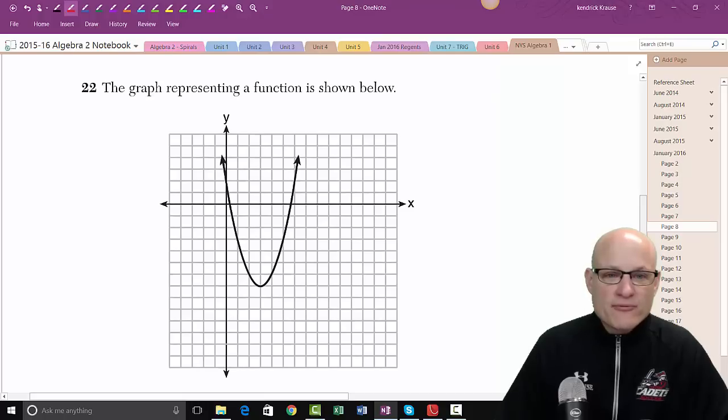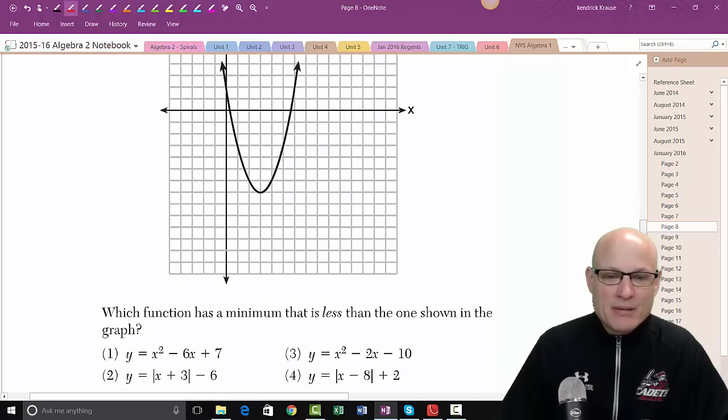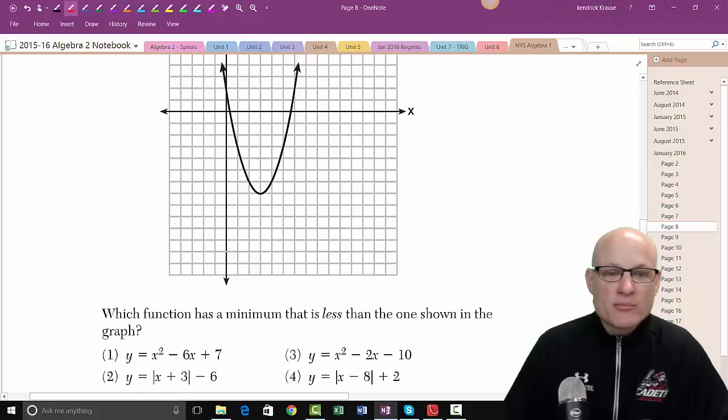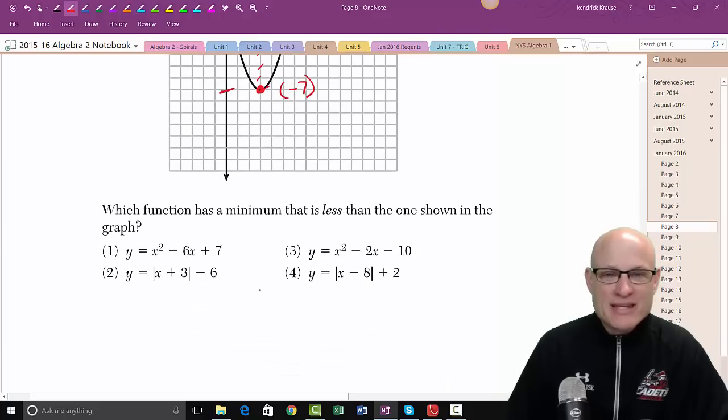The graph representing a function is below. Which function has a minimum less than the one shown? Let's see. We got to figure out what the minimum here is. 1, 2, 3, 4, 5, 6, 7. -7 is our minimum. So we need one of these that will have a minimum less than -7. Well, these are in vertex form. The vertex here is -3, -6. So the minimum here is -6. Here the vertex is +8, -2. The minimum here is -2. So these don't make any sense.